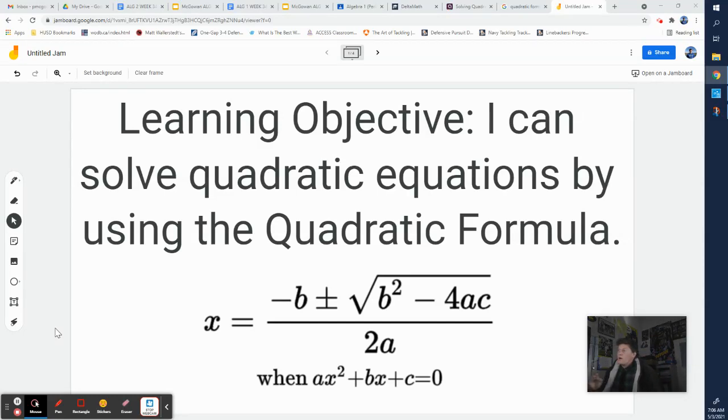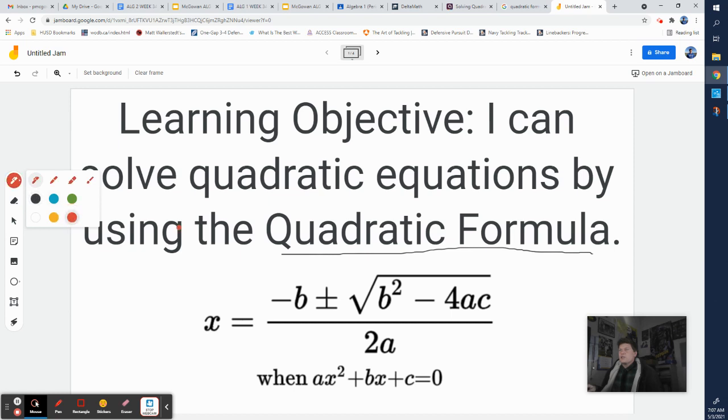Moving on with our quadratic equations, I'm going to show you one final method on how to solve them. We talked about solving by factoring. We talked about solving by taking square roots, solving by completing the square so we could set it up to take the square roots, and then now solving by using what's called the quadratic formula. Learning objective today, I could solve quadratic equations by using the quadratic formula.